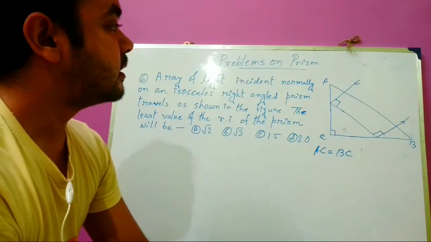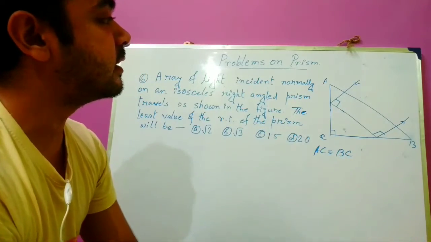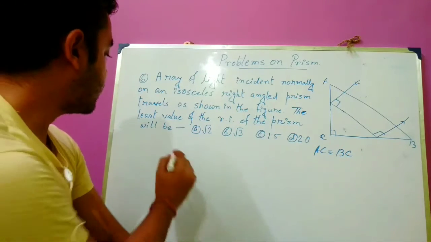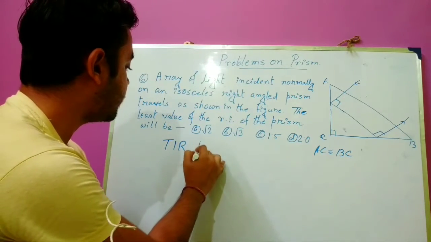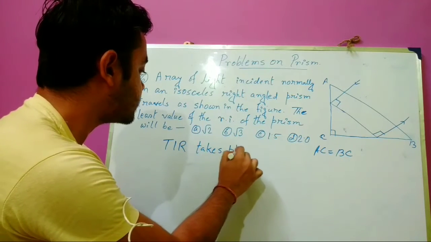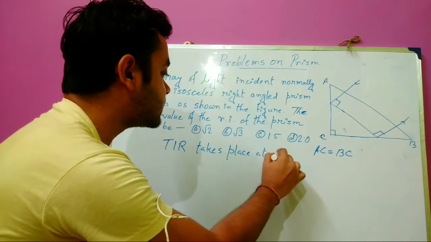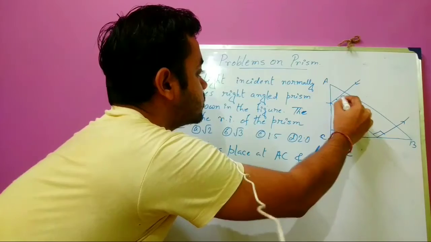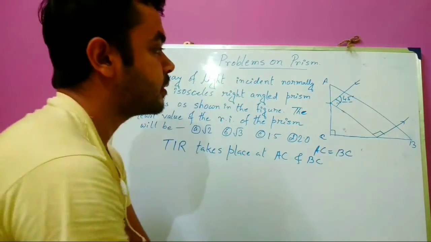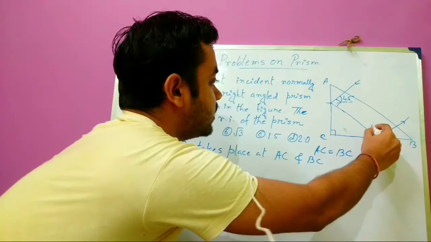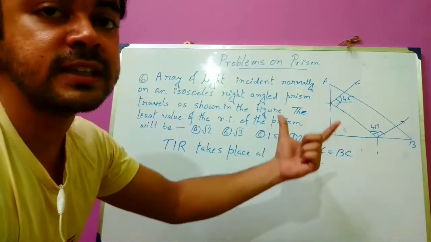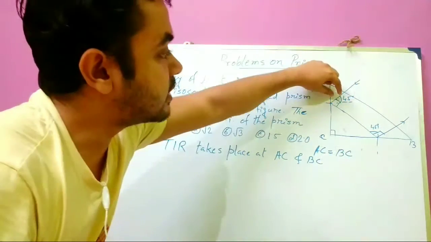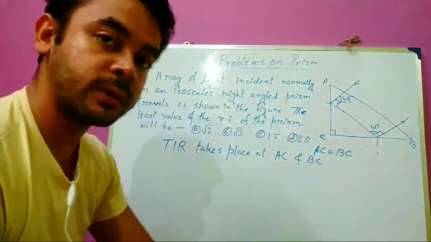We can clearly see that the total internal reflection takes place at the surface AC and BC. If this is the normal, this angle will be 45 degree, because the angle of incidence and the angle of reflection will be same. If the total angle is 90 degree, then this angle will be 45 degree and this angle will be 45 degree.